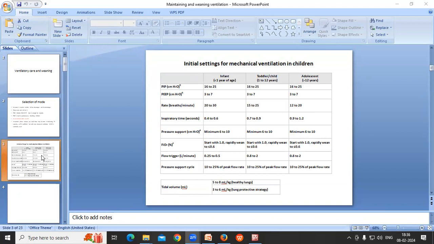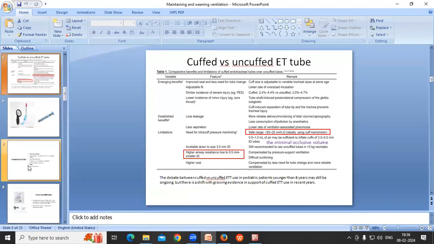What are the initial settings for diseased lungs? We talked about the normal lung. The same will apply for diseased lungs, with little manipulations in PEEP, rate, and tidal volumes. So I'll move on to the next thing.